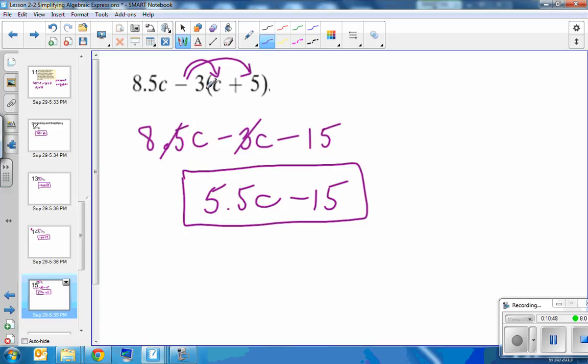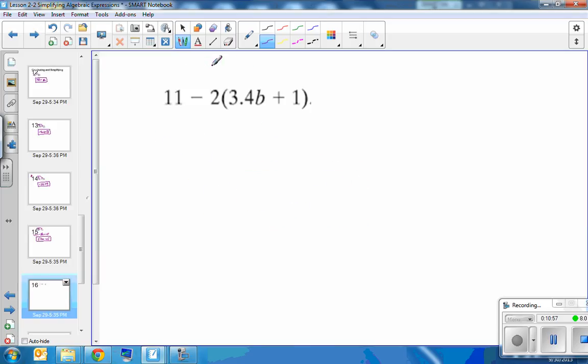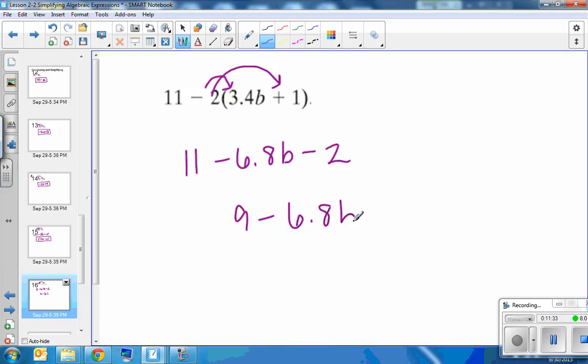You only distribute the sign that's in front of the parentheses. So I had to bring this down first. So you always distribute and then combine like terms. So let's look at this one. Again, bring down the 11, distribute the negative 2 to both terms. So a negative 2 times 3 and 4/10, you're going to get a negative 6 and 8/10 b, and a negative 2 times a positive 1 is a negative 2. So 11 minus 2, you're going to get a positive 9, and we can't combine our negative 6 and 8/10 b.